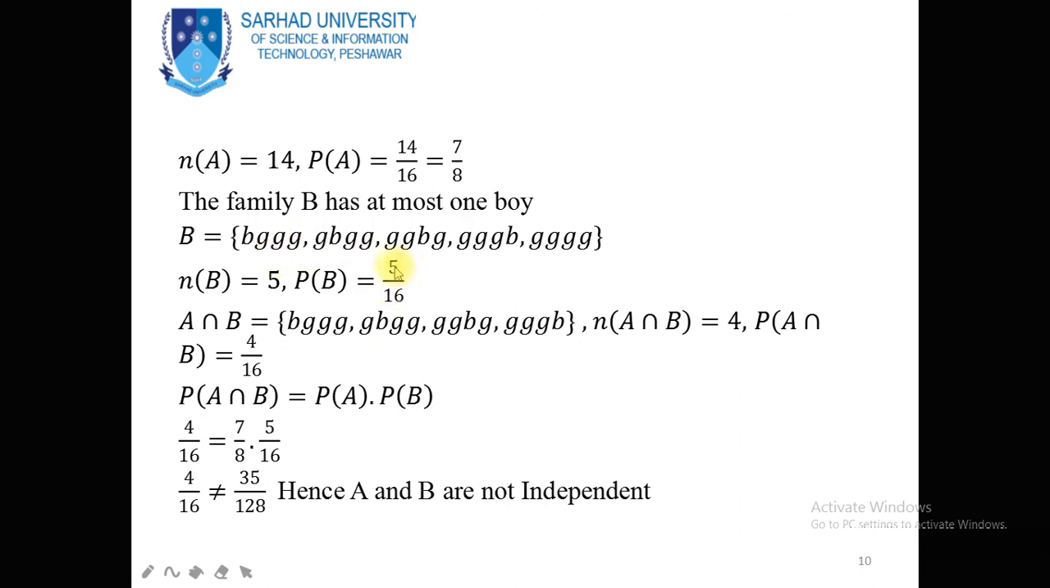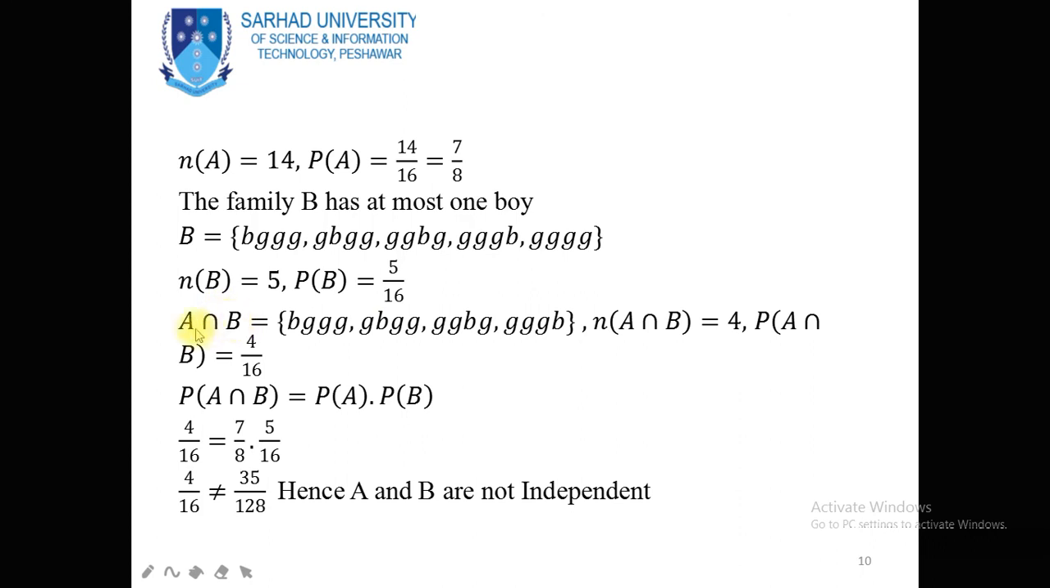So dear students, I want to tell you again that this description, at most one boy, means that we select those outcomes from the sample space in which the number of boys is exactly equal to 1 and equal to 0. So in this outcome you see over here the number of boys is 0. So the number of outcomes in the event B is 5. So the probability of B is equal to 5 by 16.